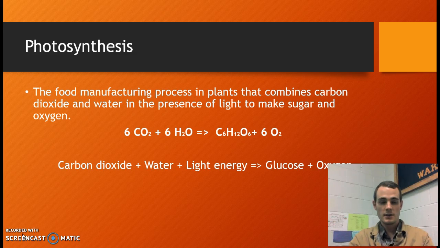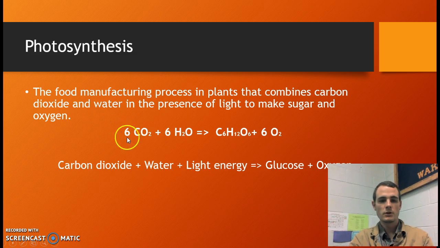Photo, in that word at the top of the screen, means light, and synthesis means the processing of. So it involves processing light in order for plants to make food. So the definition for photosynthesis is the food manufacturing process in plants that combines carbon dioxide and water in the presence of light to make sugar and oxygen.